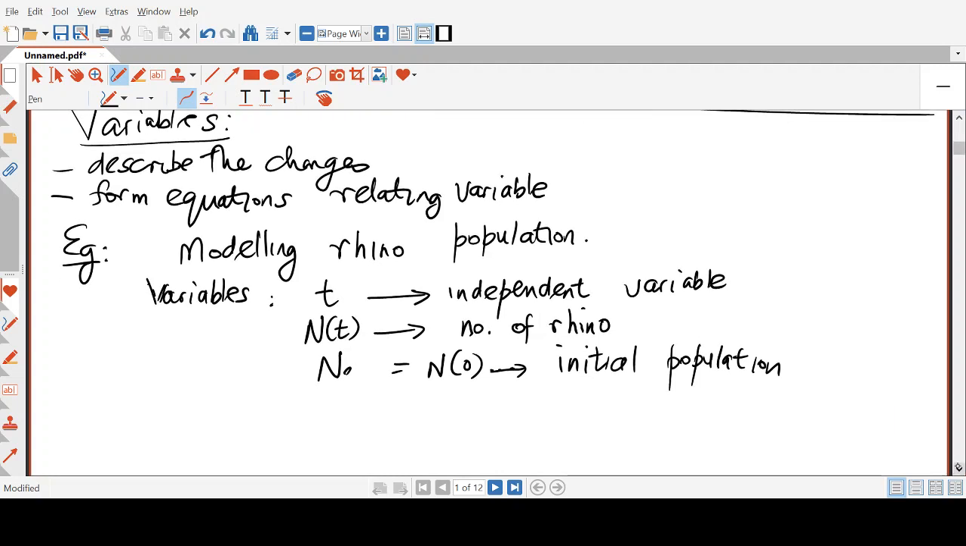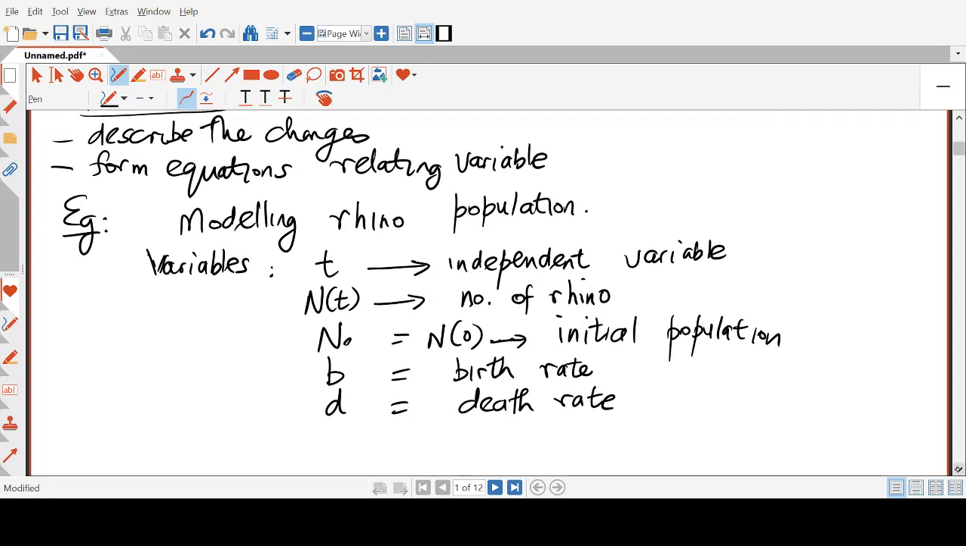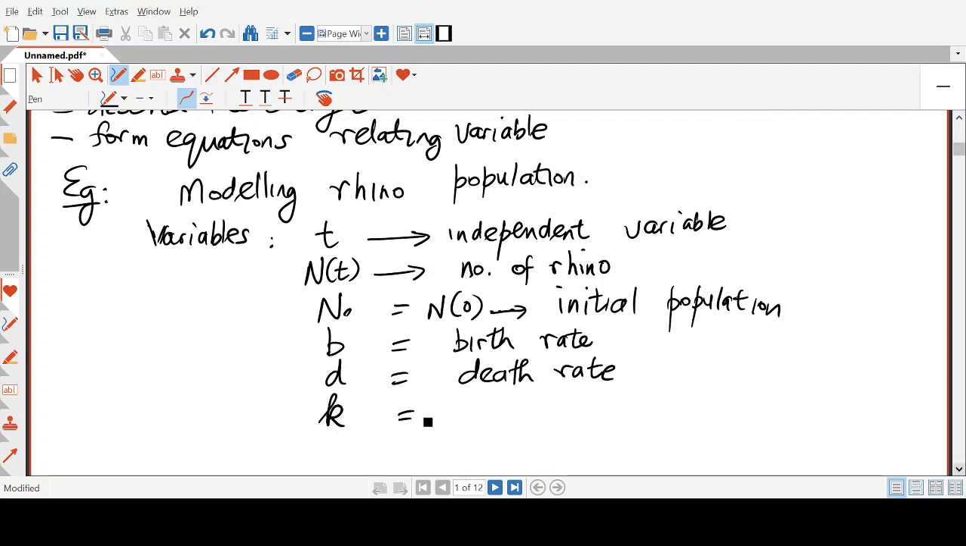And then you might have B, which is the birth rate. D, which is the death rate. And let's say K, which is the difference, B minus D. Population is only going to increase if the birth rate is higher than the death rate.